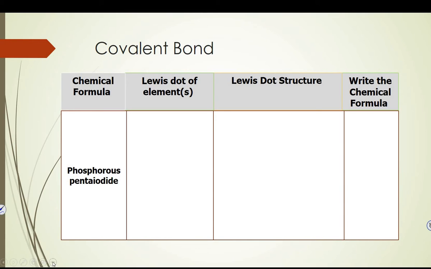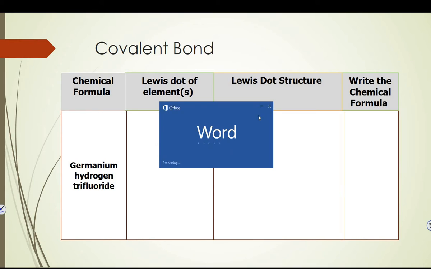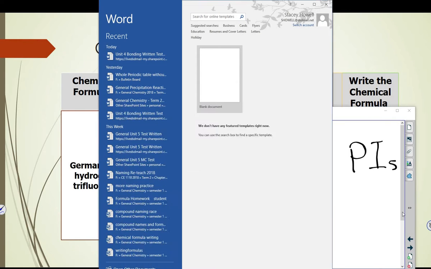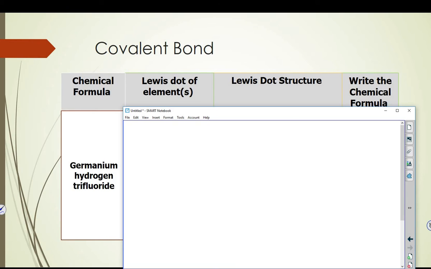Okay, so we're going to do, well, let's do something else besides phosphorus. We just did phosphorus. Guess one. Okay, germanium. Oops, that's not one I wanted. Okay, germanium hydrogen trifluoride. Take each one of them separate. So germanium, Ge, how many around it? 4. It's in carbon's column, so it's going to have 4 around it. Okay, hydrogen, how many around it? 1. And fluorine, how many around it? 7. 1, 2, 3, 4, 5, 6, 7.